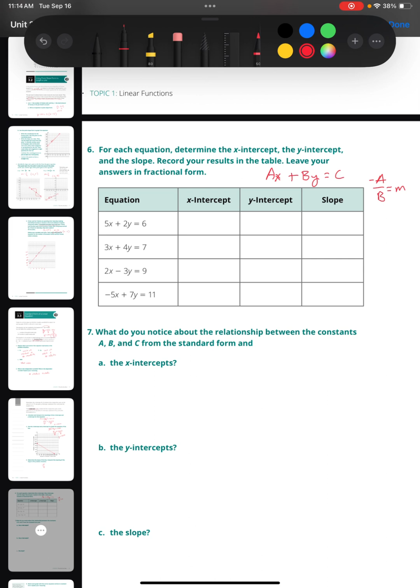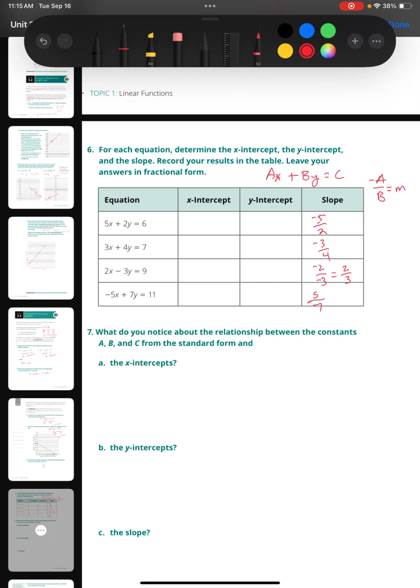So for the first one, I'm going to do slope for each one. My slope there, -a, -5/b, which is 2. There's my slope. For the second one, a is 3, so -a/b. There's my slope. So if we solve those for y and put it in slope-intercept form, we would find the same thing. For the third one, -a/b. Now we do need to simplify that because 2 negatives become a positive when we're dividing, so 2/3. And then for the fourth one, -a is -5, so -a would become +5/b, so 5/7.